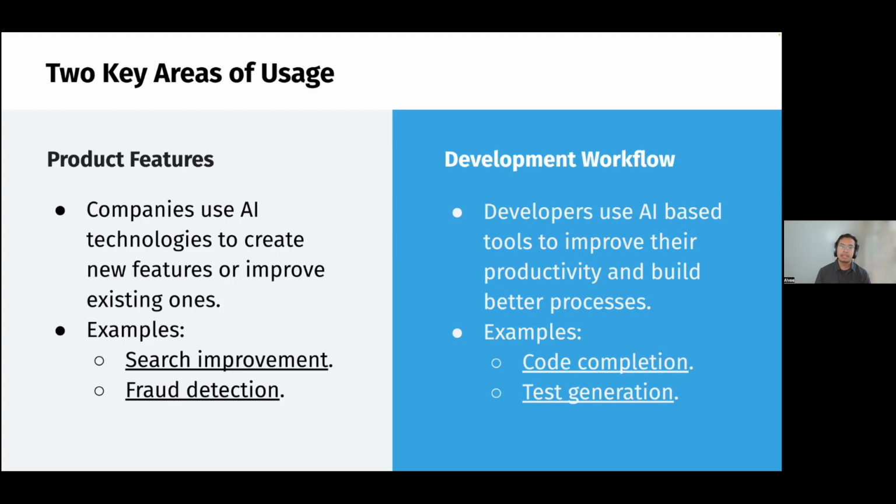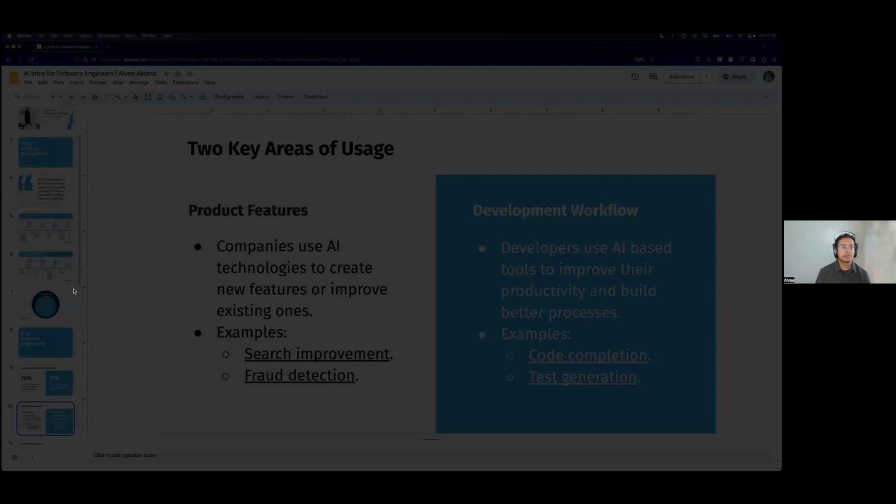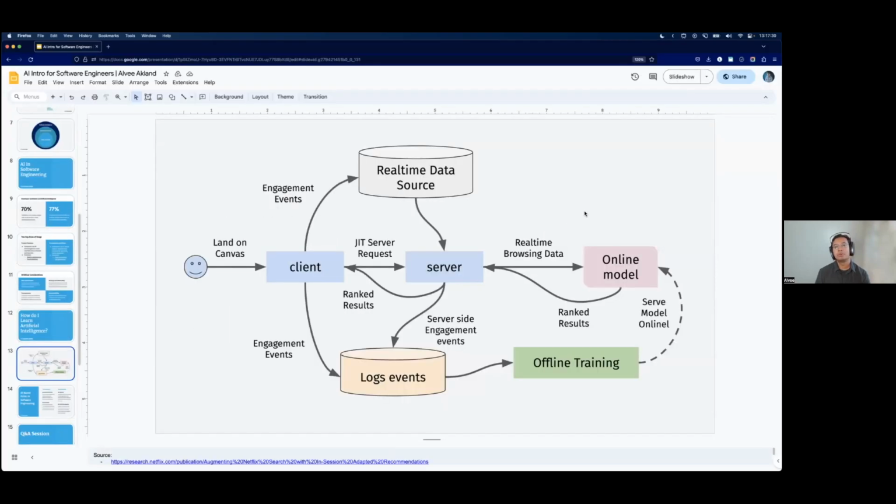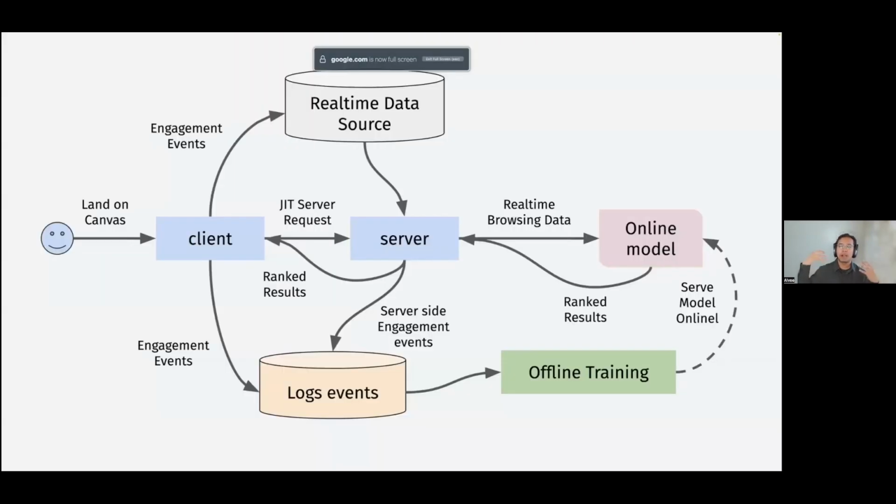Now, when I use the word AI model, what I basically mean is, maybe I'll show you a diagram that will make it a bit clearer. This is a high-level overview diagram of a real-time system, right? This is a diagram from Netflix's search model.